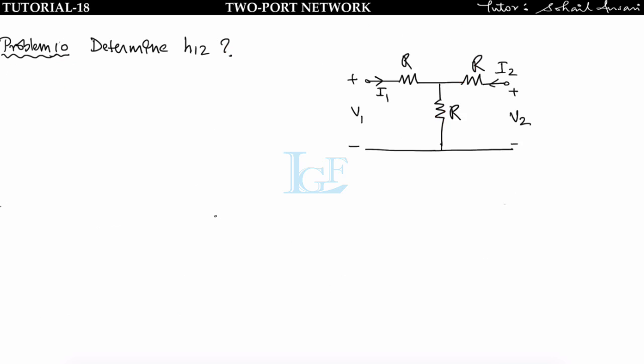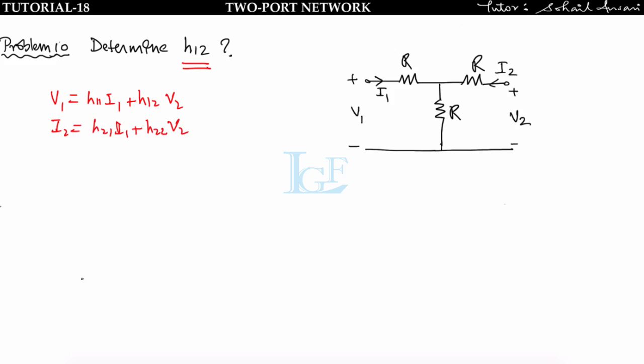Now see this question. We have to find H12. That means we have to write the equation of the H parameter. What is the equation of the H parameter? V1 is equal to H11 I1 plus H12 V2, and I2 is equal to H21 I1 plus H22 V2.